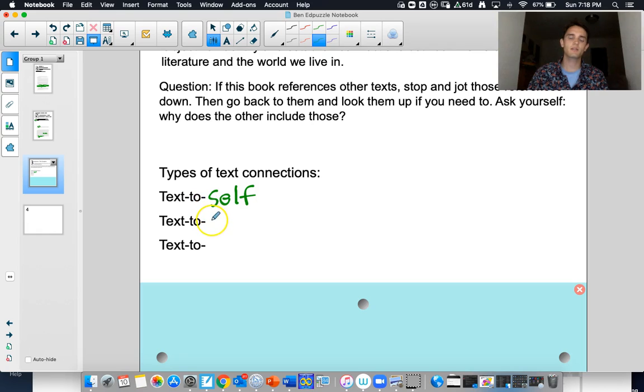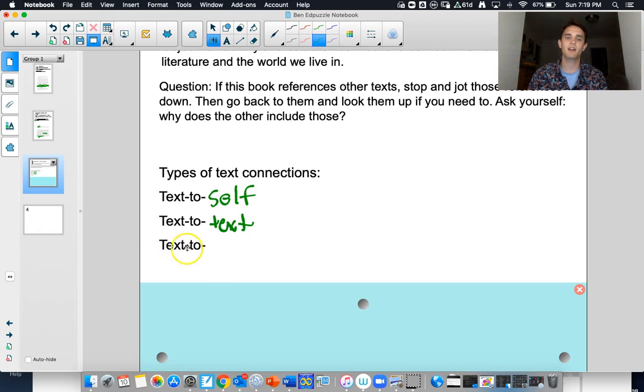The next type of connection that you can have is a text-to-text connection. So this is where often you're going to see an allusion to another well-known story or well-known tale. And what the author typically tries to do there is establish parallels. So what's happening in one story should be similar to what's happening in the other story. We're going to see that kind of connection in our excerpt for today.